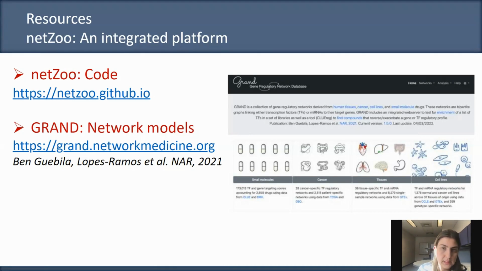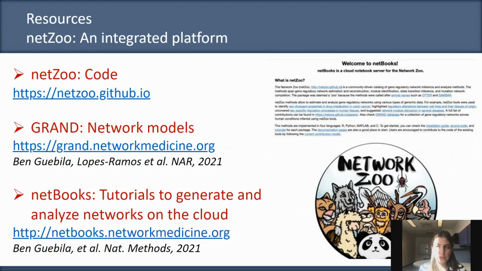And finally, if you want to do some network analysis but you don't know where to start, we have a lot of tutorials available in NetBooks. These tutorials will help you to use the NetZoo tools, and help you to recapitulate a lot of the analysis and plots that we have published before. And if you're interested, you can even use your own data and generate networks on the cloud. So you can use NetBooks to also analyze your own data with the NetZoo tools.